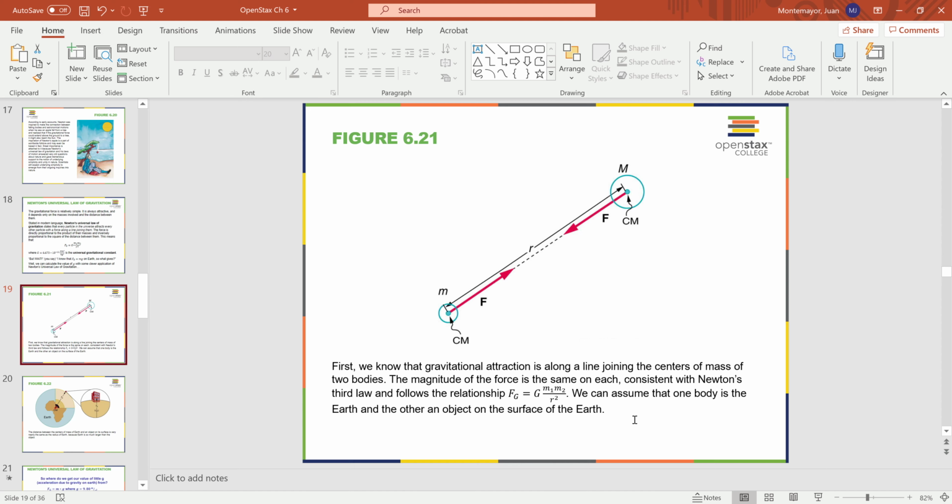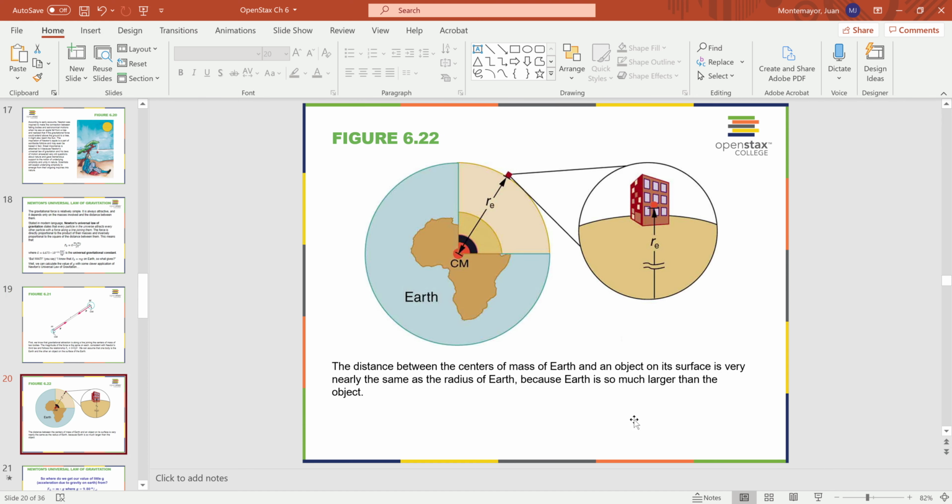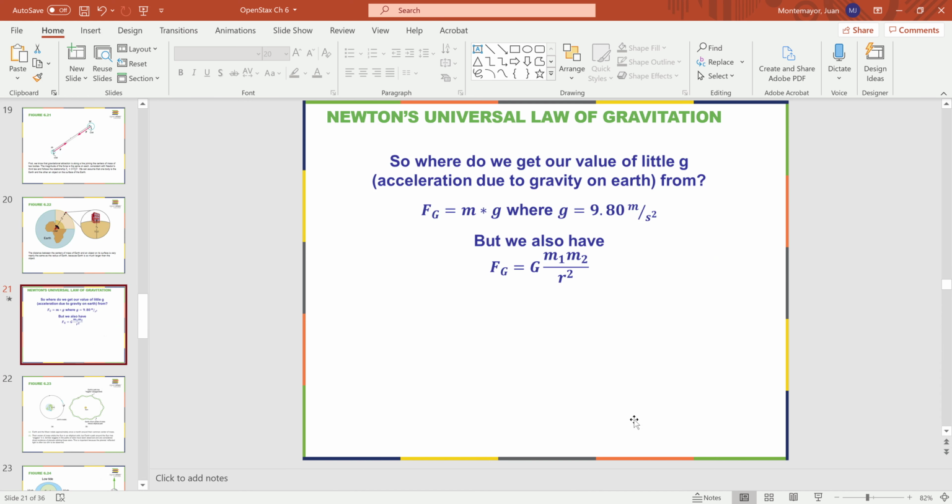First, we know that the gravitational attraction is along the line joining the centers of mass of the two bodies. The magnitude of the force is the same on each, consistent with Newton's third law, and follows the relationship Fg equals G m1 m2 over r squared. We can assume that one body is the Earth and the other an object on the surface of the Earth. The distance between the centers of mass of the Earth and an object on its surface is very nearly the same as the radius of the Earth, because the Earth is so much larger than the object. So, where do we get our value of little g, which is just 9.8? But we also get this other equation here.